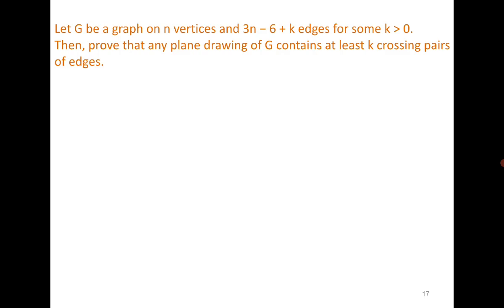But there can always be graphs, for example the Petersen graph, which have fewer than 3n minus 6 edges but still have crossings. Now we have done many results like this, and this one can be easily proved using mathematical induction. You can try it by yourself. I am quickly showing you.